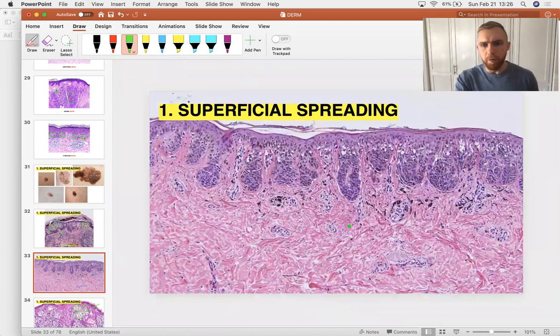Here's another look at superficial spreading. We can see some nests of melanocytes. Here's one up here, a couple here. And these nests, again, are occupying the rete ridges. You can start to see some nests of melanocytes as you get farther down into the dermis.